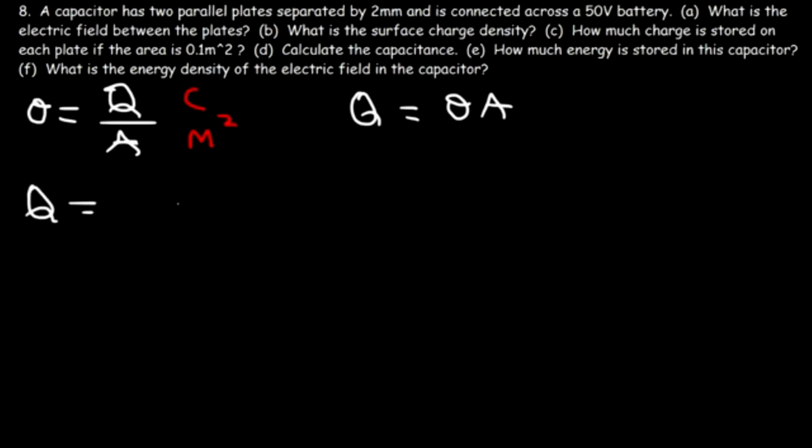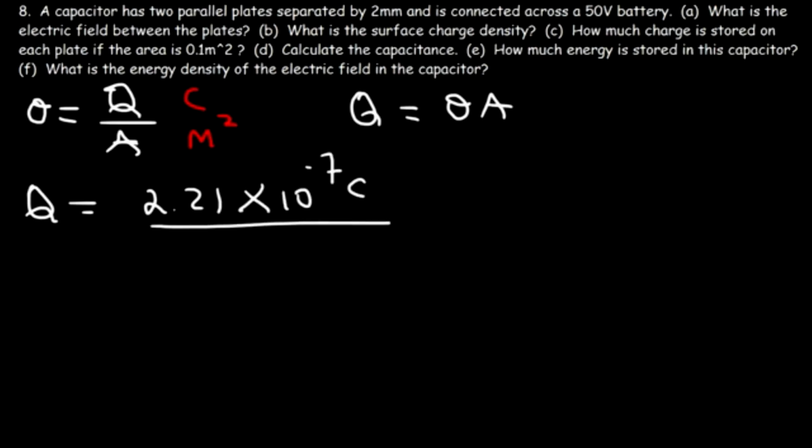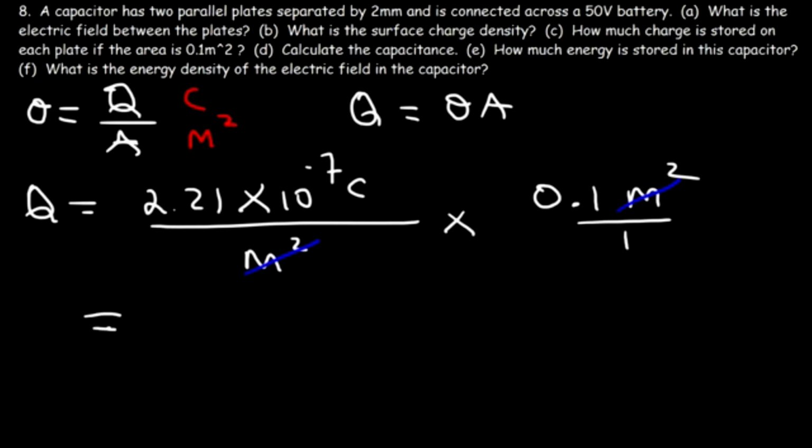So Q is equal to sigma, which is 2.21 times 10 to the minus 7 coulombs per square meter. And the area is 0.1 square meters. So these units will cancel, giving us the desired unit in coulombs. So 2.21 times 10 to the minus 7 times 0.1 is just going to be 2.21 times 10 to the negative 8. It's going to be smaller. So that's the electric charge stored in this capacitor.